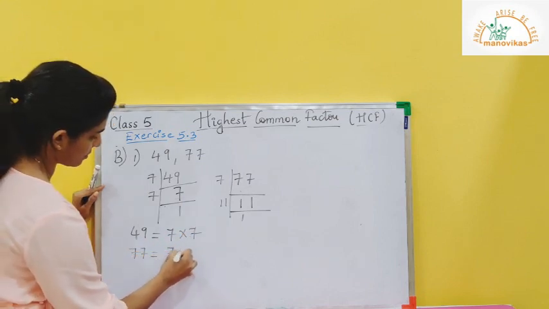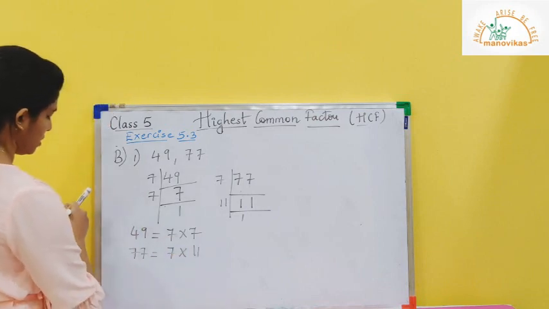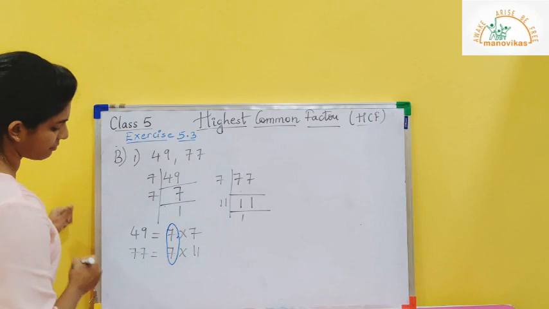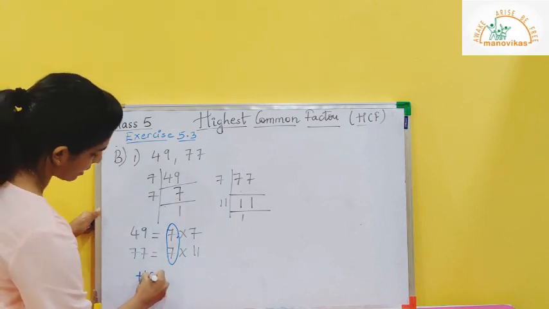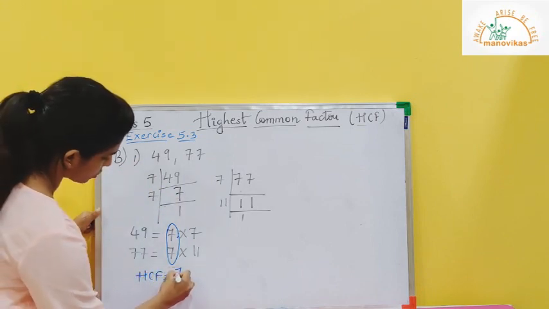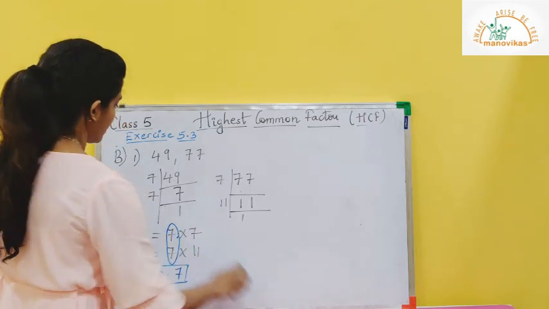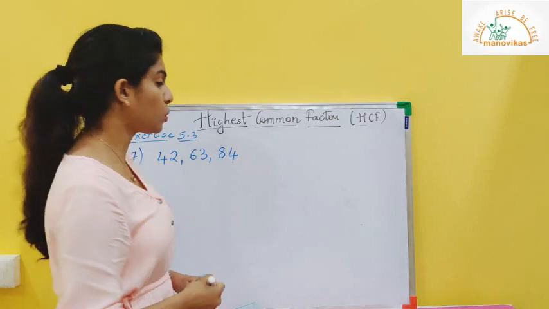77 is equal to 7 into 11. If you see here, only 7 is a common prime factor. So I write HCF is equal to 7 is the answer. Question B, seventh one.